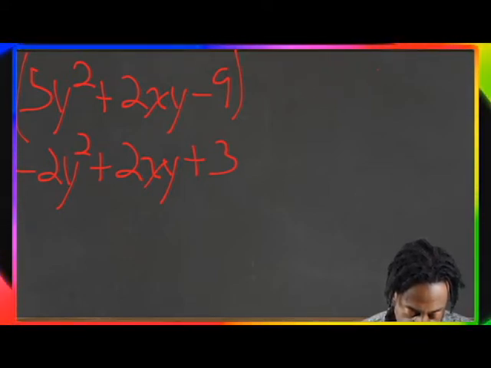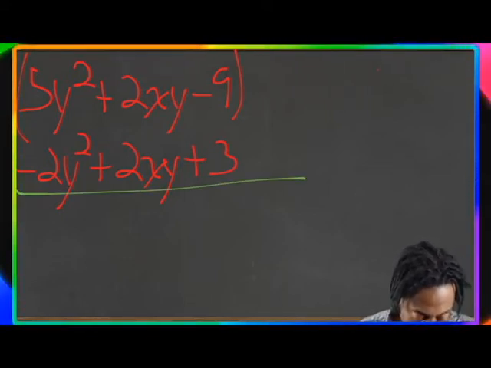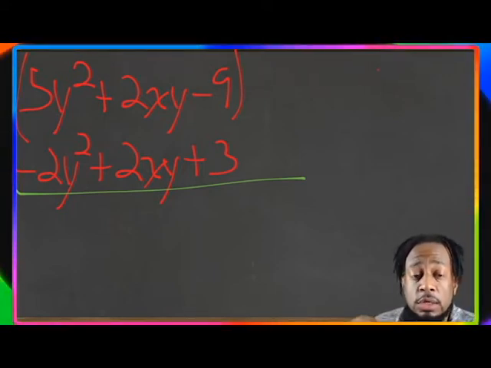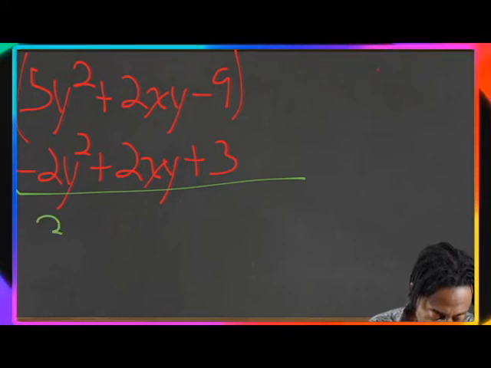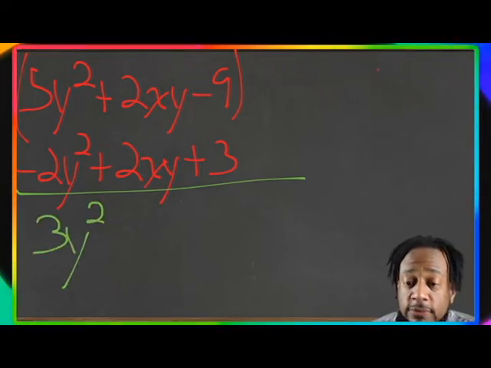Okay, let's change the color. Let's go with green. I like money. Anyway, using our number line again, we're going to do the integers. 5 minus 2 is 3y squared, right?